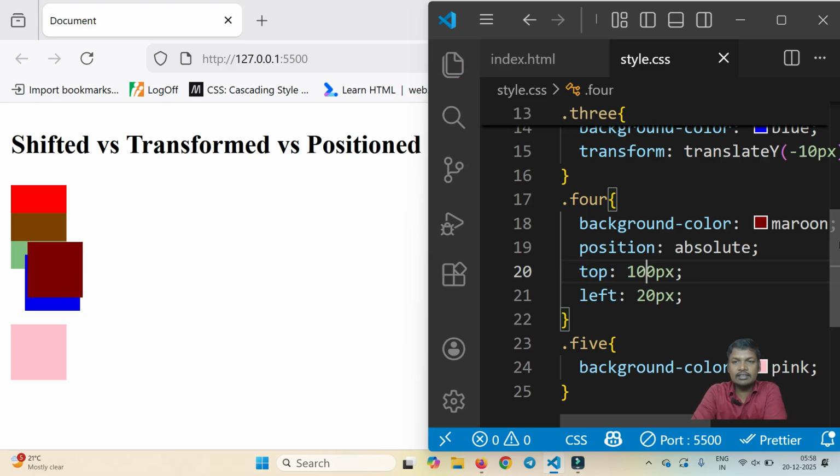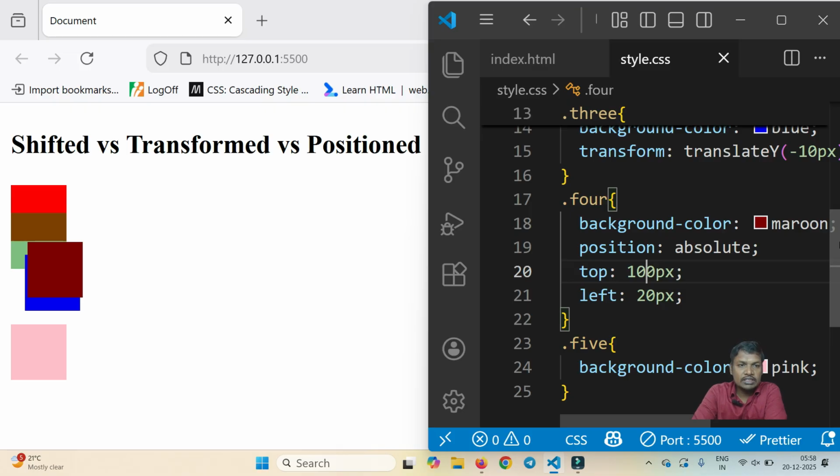Now look at the screen. We made the maroon element a positioned element. It just lifts; look at the screen. It overlaps the shifted element and the transformed element. It is above all other elements: above the normal element, above the shifted element, above the transformed element.